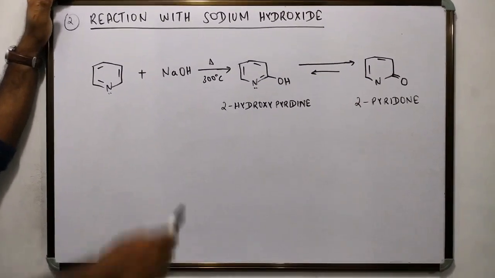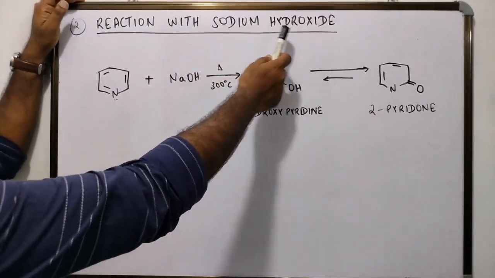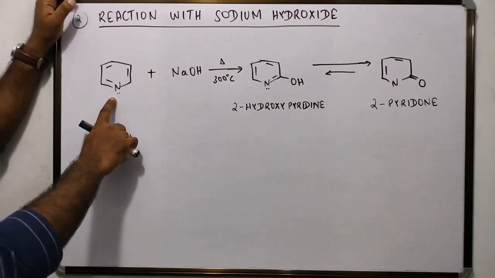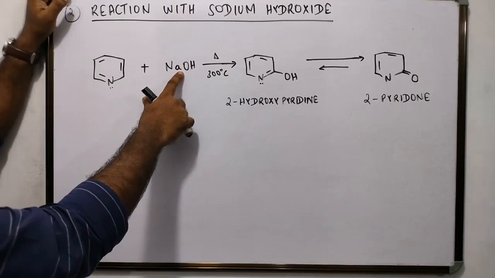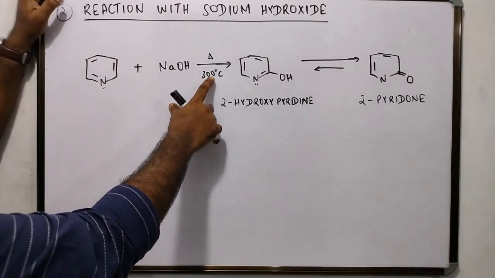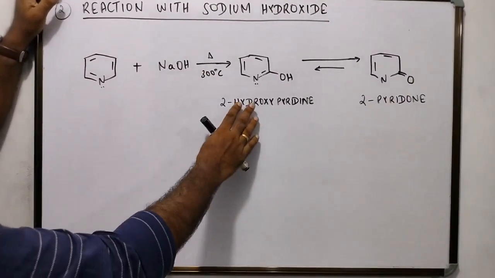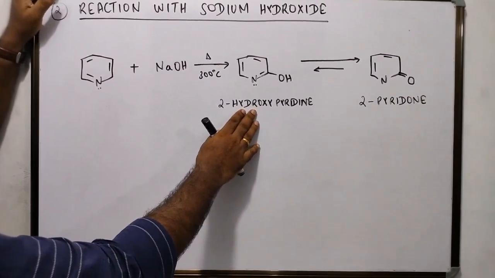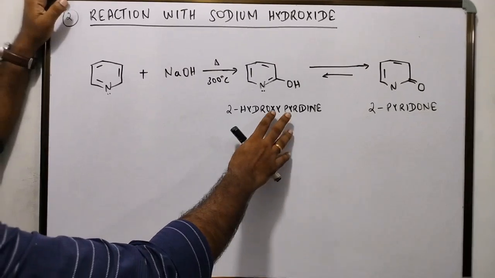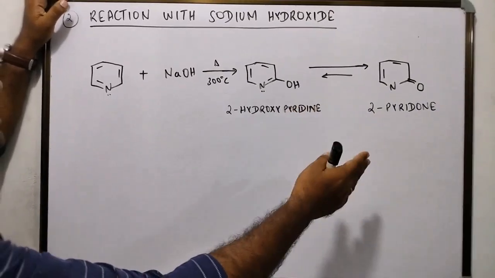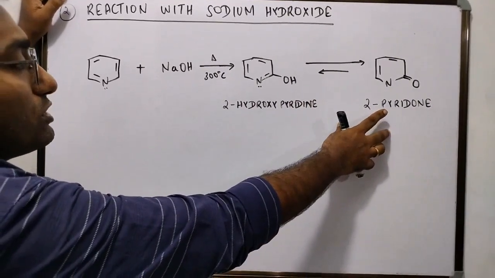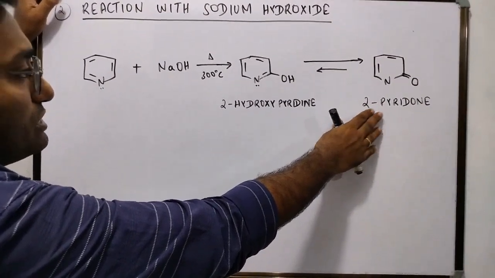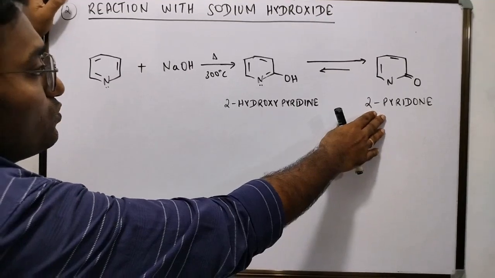Example number 2. Reaction with sodium hydroxide. Pyridine, when it is heated with sodium hydroxide at 300 degrees Celsius, yields 2-hydroxypyridine. Most of the molecules of the 2-hydroxypyridine are converted into their more stable keto form, which in this case is 2-pyridone.